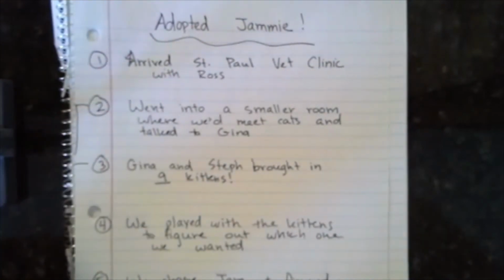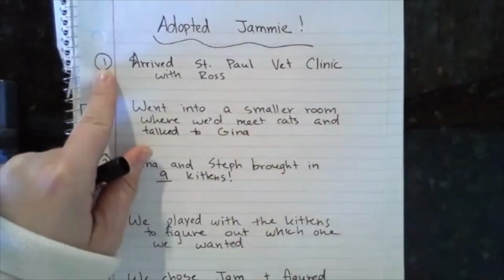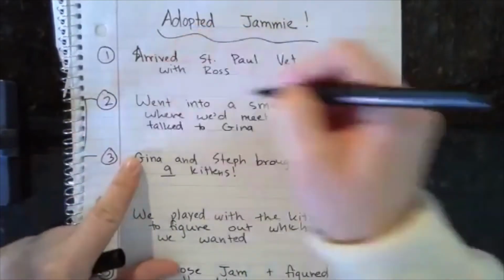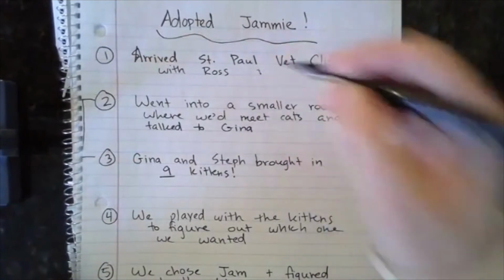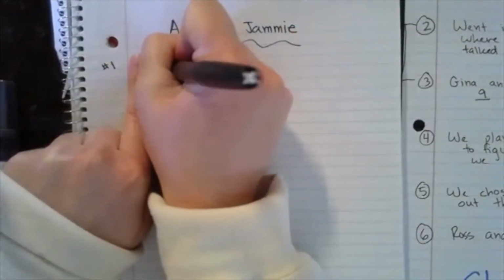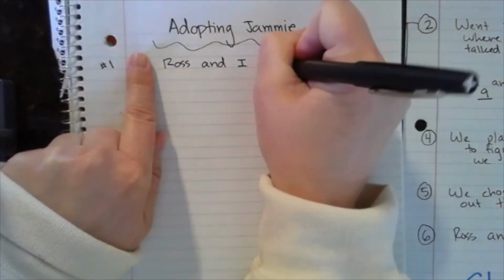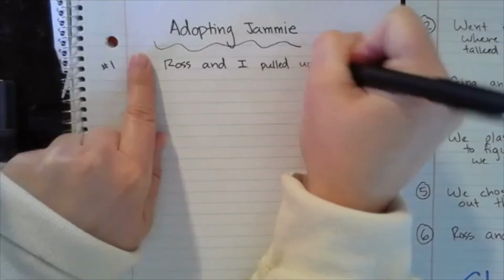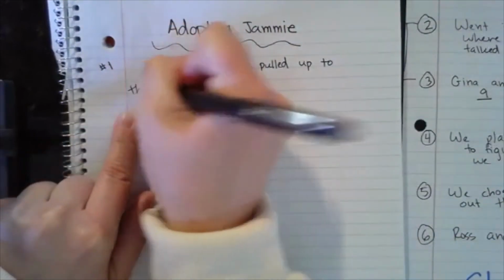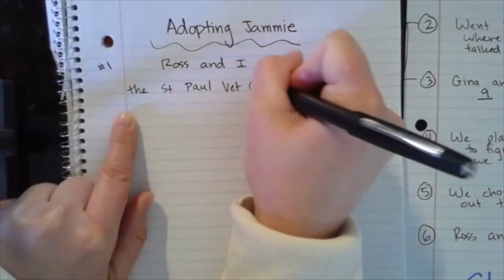Okay, I have my paper I'm going to use, and I also have my outline. Right now, I'm just going to write paragraph 1, the first event in my story where Ross and I arrived at the St. Paul Vet Clinic. So I'm going to stop here and just write 5 sentences about this. Arrive, St. Paul Vet Clinic. Okay, number 1, adopting Jamie. I'm going to indent. Ross and I pulled up to the St. Paul Vet Clinic.